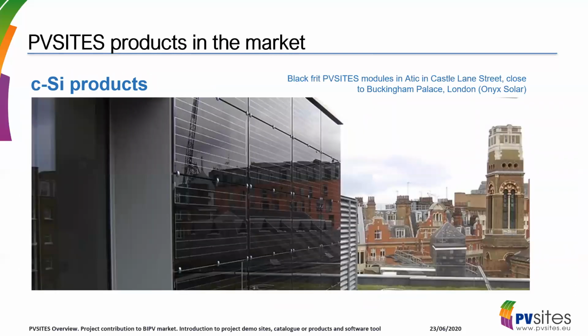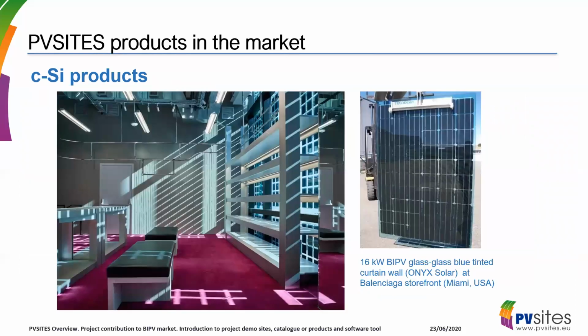This solution is provided by Onyx. It's a black thread module and has been installed close to Buckingham Palace in London. This one is a 16 kilowatt BIPV glass facade installation with blue tinted solutions provided by Onyx Solar in the Balenciaga storefront in Miami.